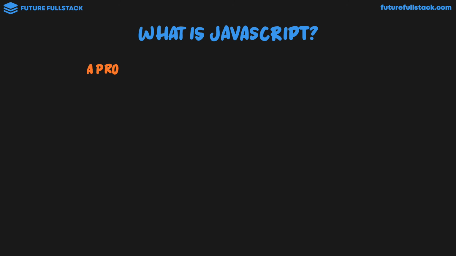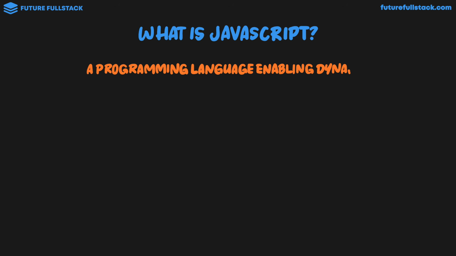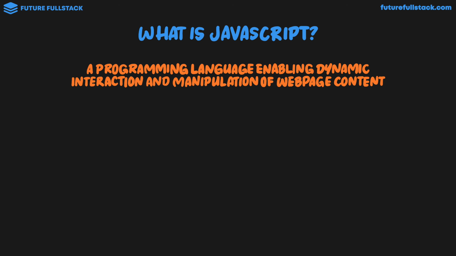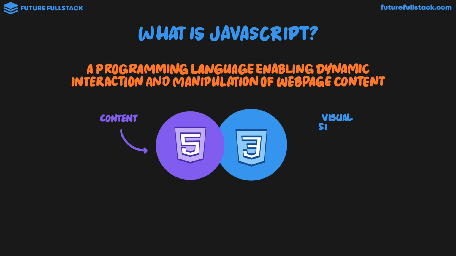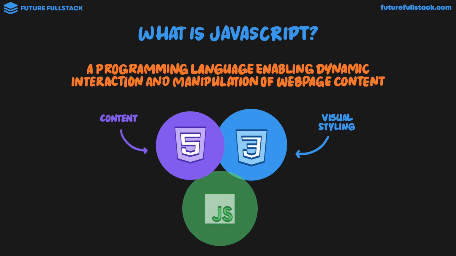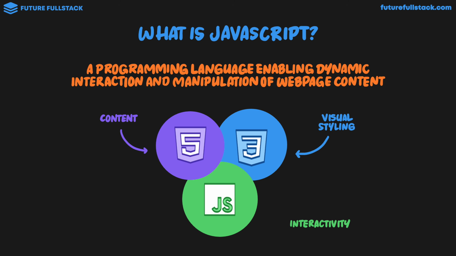So let's jump in. Let's start off nice and slow by discussing what is JavaScript. JavaScript is a programming language enabling dynamic interaction and manipulation of web page content. To understand JavaScript, let's take a look at the other web technologies inside the browser. We have HTML, which is all about the content. We have CSS, which is all about visual styling. And then we have JavaScript, which is all about interactivity.